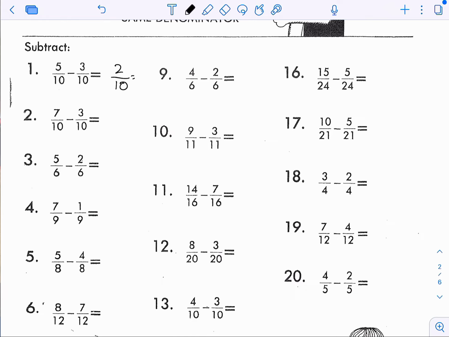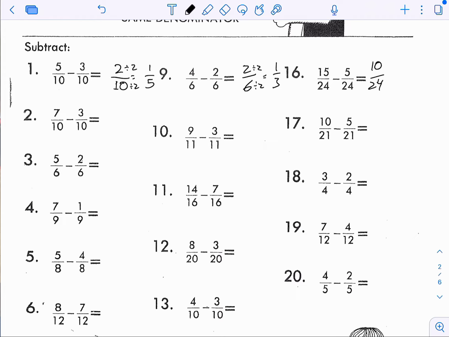There I have 2 even numbers, so I know that I can reduce it. Factors of 2 are 1 and 2. 2 is a factor of 10, so divide both by 2. Gives us 1/5. 4 subtract 2 is 2. And 6, again, divide by 2 because 2 is a factor of 6. 1/3.